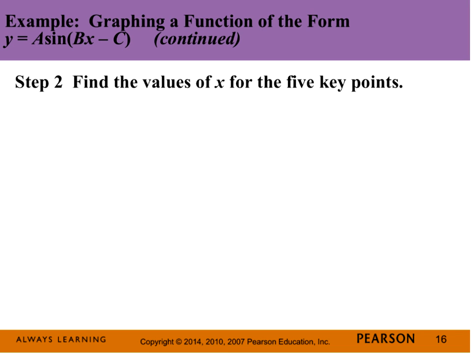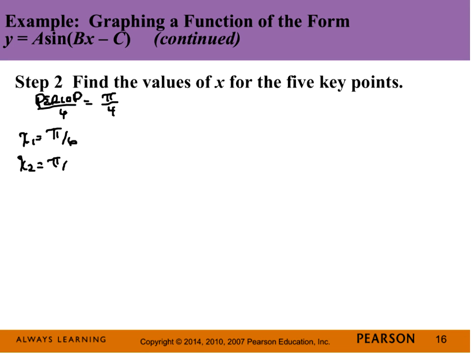Okay, so finding key points. First, I need to figure out what I need to add on to each of these points to get to the next point. So that's the period divided by 4, which our period was pi, and so I need to add on pi over 4 to get to the next point. My x1 this time is where I shifted to in that period. So my x1 is pi over 6.